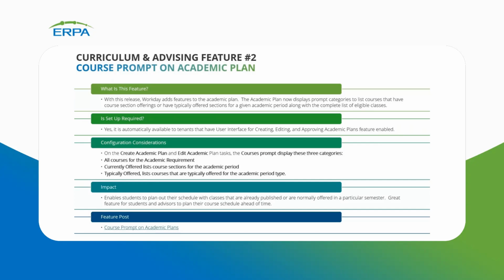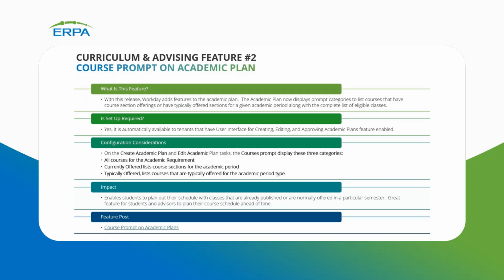The next feature we're going to discuss is the course prompt on academic plan. It kind of goes hand in hand with the last one. This is kind of exciting for students and advisors, as the academic plan now displays prompt categories to list courses that have a course section offered or have a typical offered section given in an academic period. This is automatically available to tenants that have the user interface and creating, editing, and approving academic plan features enabled.